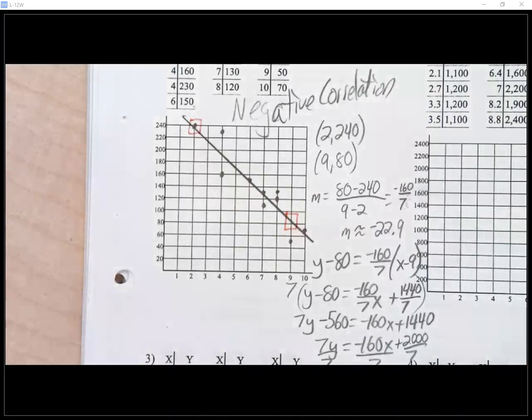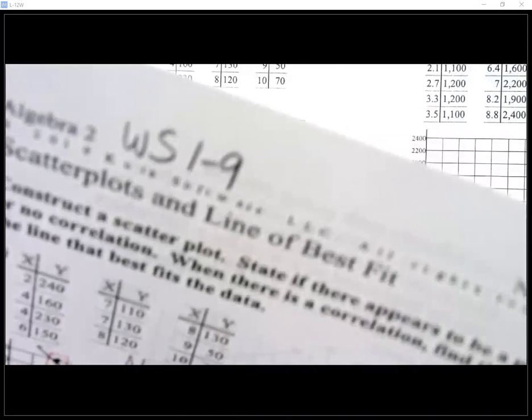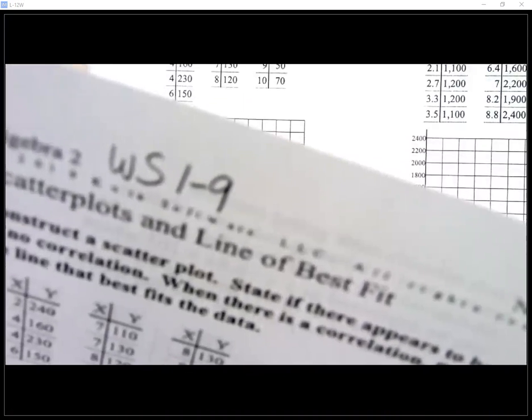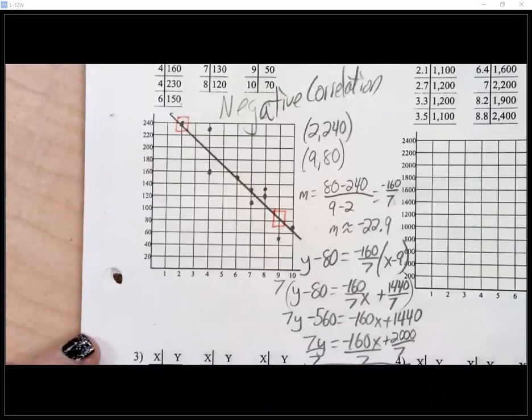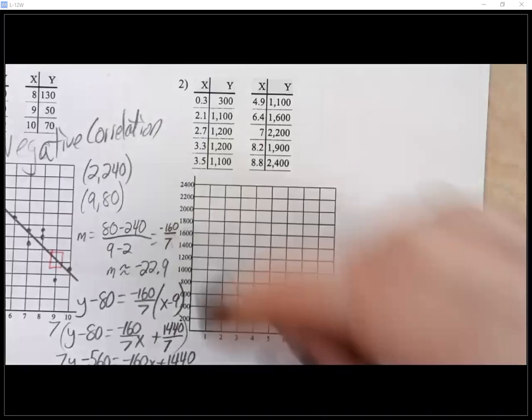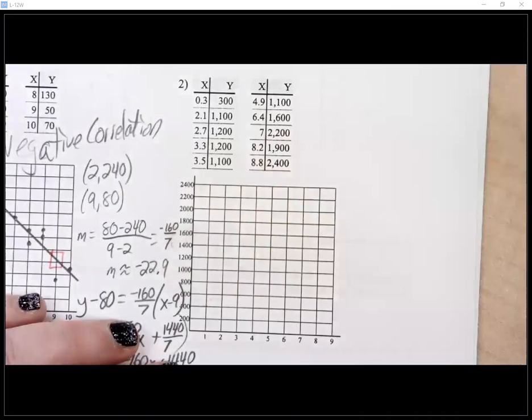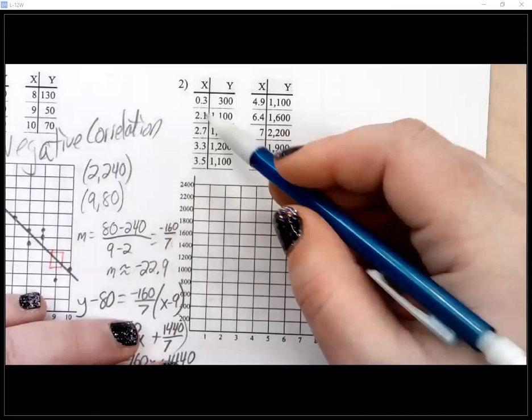Okay, let's see. I want to do a positive correlation one. Would that be this one? Oh yeah, let's do number 2. Number 2 looks like it's going to be positive, so let's try it. So again, we get to have a little moment of zen here and just plot all of our data points. Now, again, we're doing this by hand, so they're not going to be perfect. I don't know exactly where 0.3 is, but I can estimate.